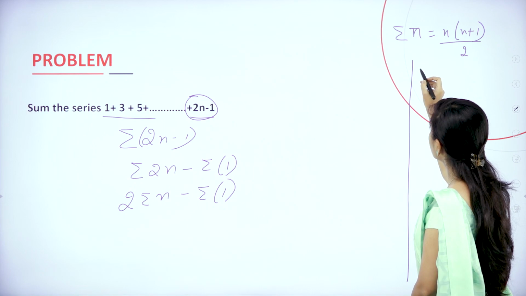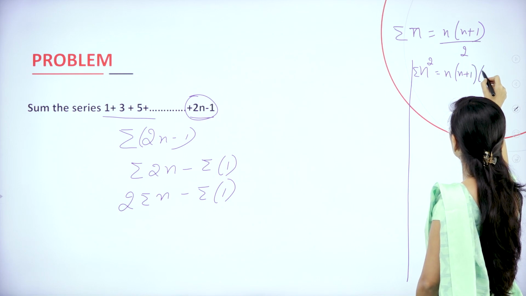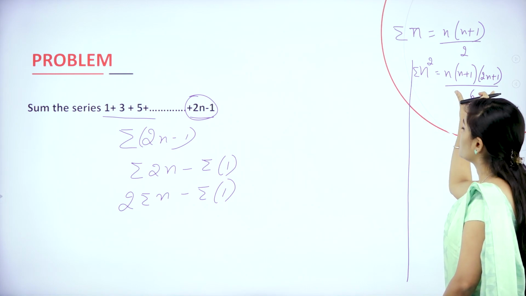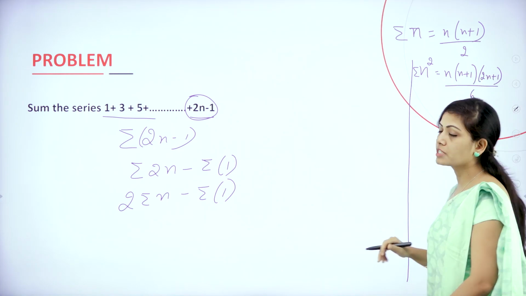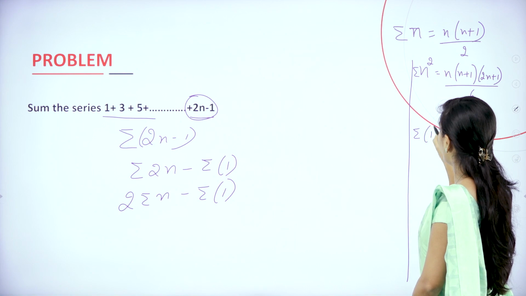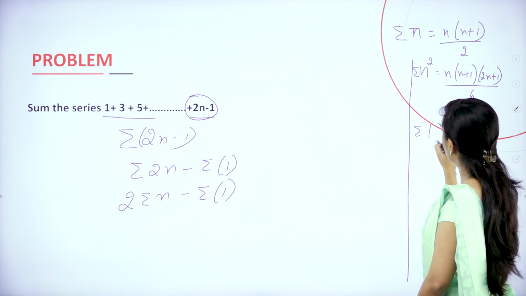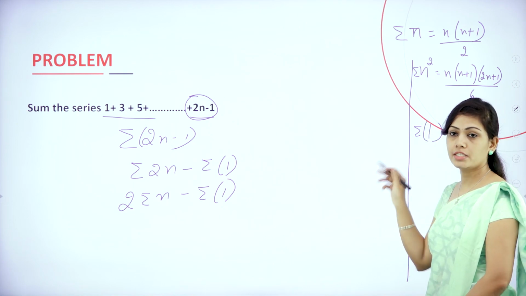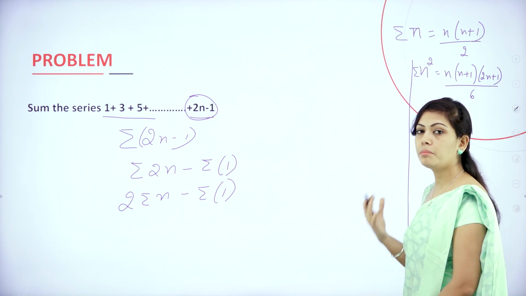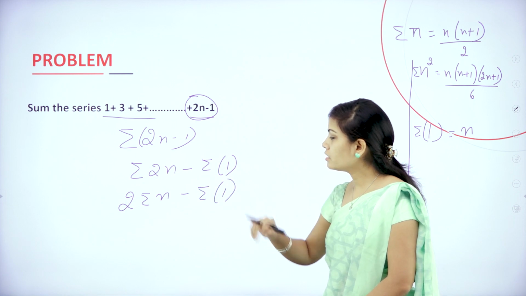And if you get sigma n square, you can write n into n plus 1, 2n plus 1 by 6. Already we have proved this by mathematical induction, right? So if you get sigma 1, what can you write? Sigma 1 is equal to n. Clear? So this type of proofs already we have solved in mathematical induction, right? So we can use this induction proof in summation also.